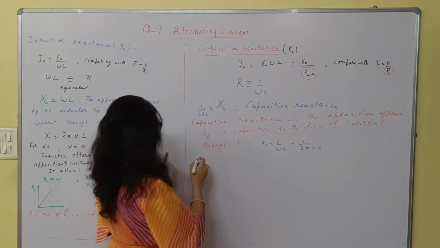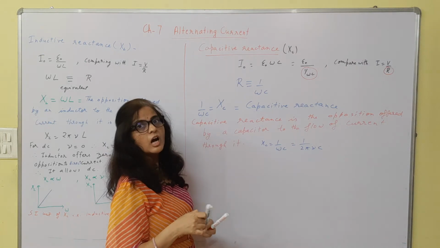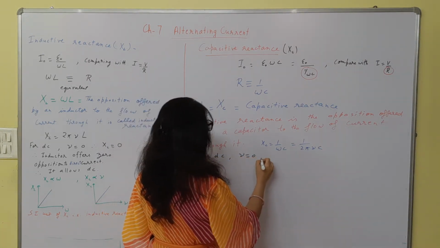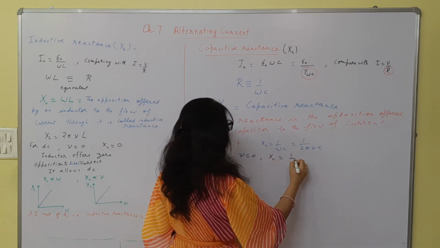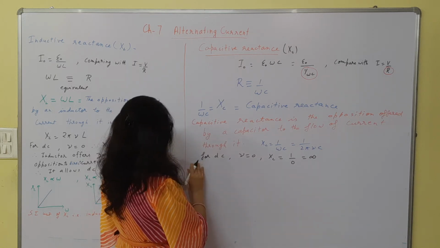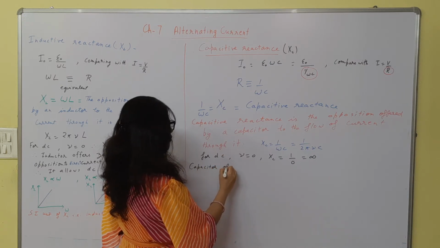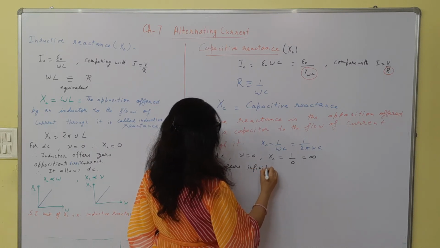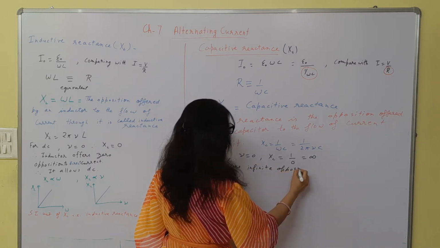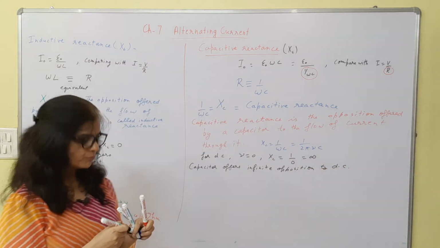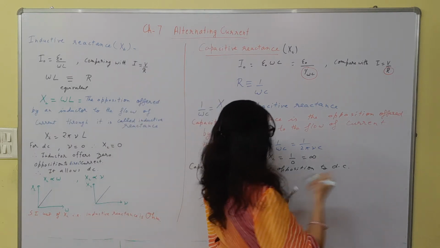So for DC, how much is the frequency we had written? For DC, frequency is 0. So XC is 1 by 0, that is infinity. So that means a capacitor offers infinite opposition to DC. Therefore, it blocks DC.